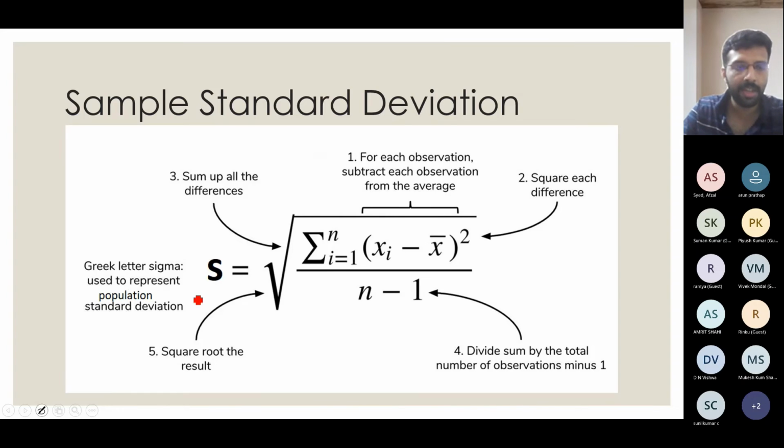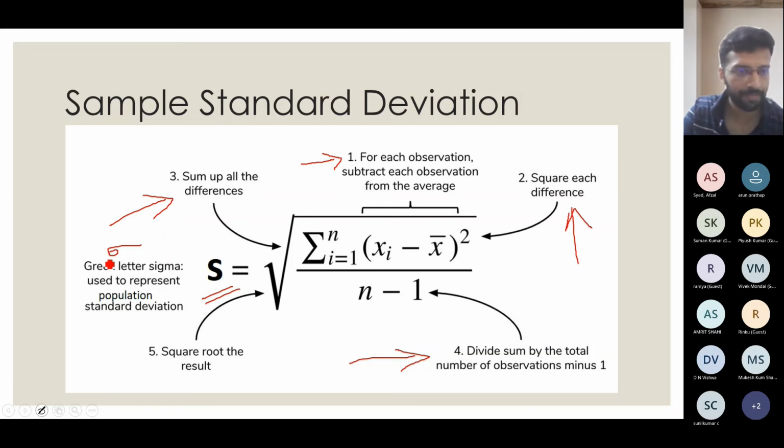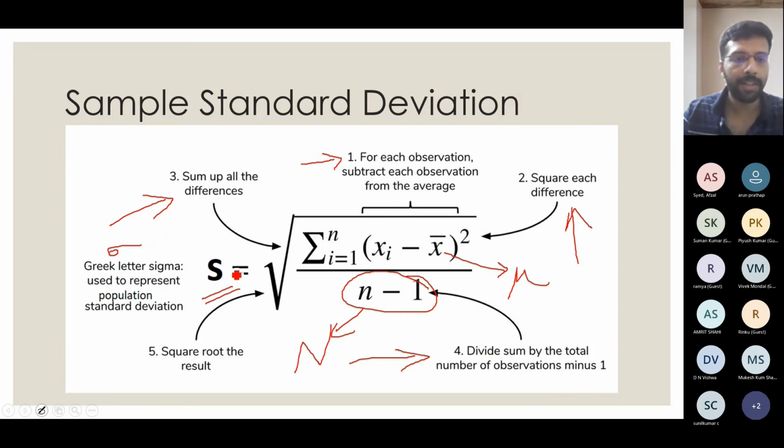So I have just written the steps here. This is point number 1. For each observation, subtract the average from the observation, then square each difference, sum up all the squared differences, and divide the sum by the total number of observations minus 1 to find the sample standard deviation. And the Greek letter sigma is used for the population standard deviation. In that case you have to replace x bar by mu, and replace n minus 1 by capital N. So I hope that is clear.